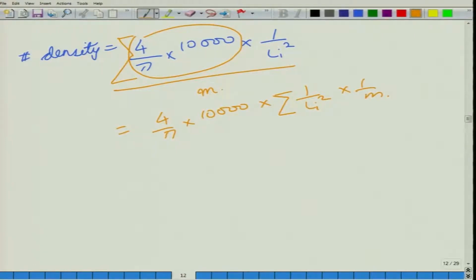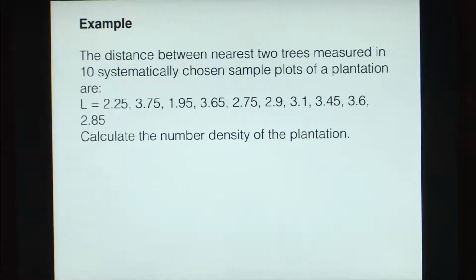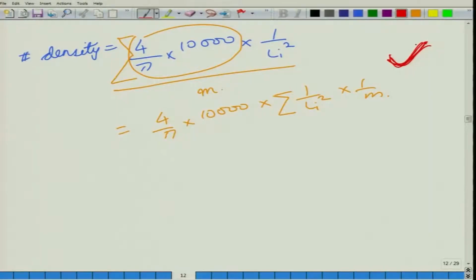So, to consolidate this equation, let us now look at an example. On your screen you can see the example now. Coming to the slides, yeah. So, the distance between nearest two trees measured in 10 systematically chosen sample plots of a plantation are these. So, these are the values of Li, and we are required to calculate the number density of the plantation. So, we have taken 10 readings of the nearest two trees, the values are given, and we need to calculate the number density. So, which equation are we going to use? We are going to use this equation. This is the equation that we will be using.